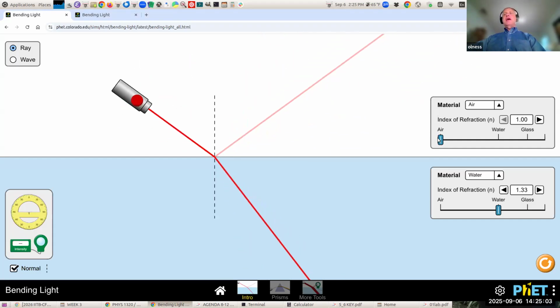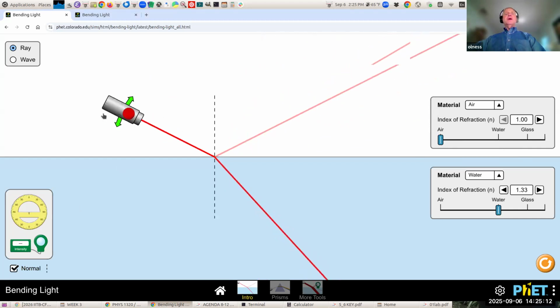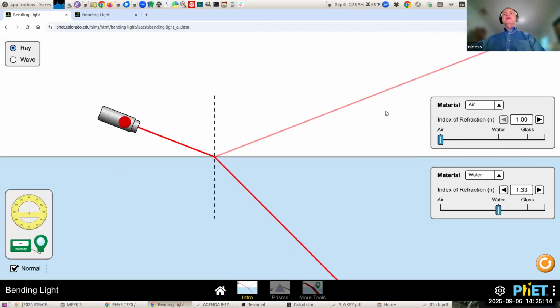And for example, here I have an air-water interface. When the light comes in, some of it is reflected. And if you were to measure the angle, for example, this angle is exactly equal to this angle, or equivalently, this angle is the same as this angle. So the angle of incidence is equal to the angle of reflection.